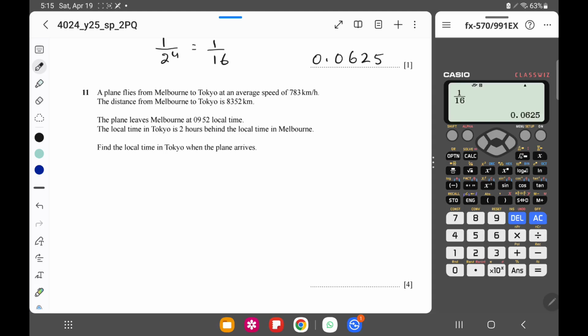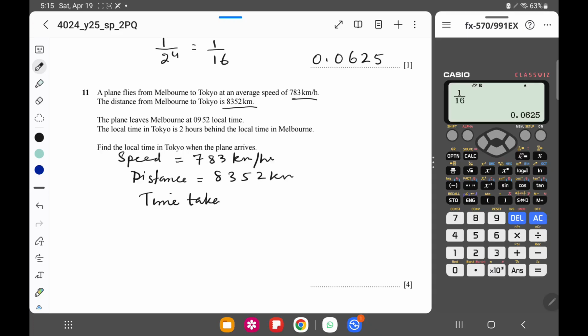First of all, we find out the time taken. The speed is 783 kilometers per hour, and the distance is 8,352 kilometers. So the time taken is equal to the distance upon speed.